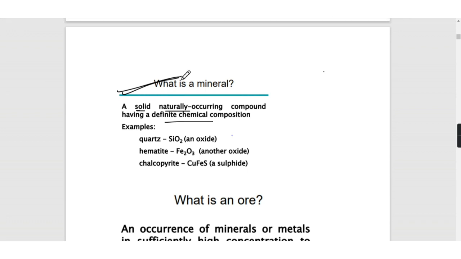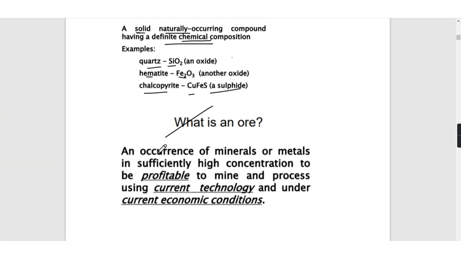We will see the definition of mineral. Of course, a mineral is a solid, naturally occurring compound having definite chemical composition. So let's see: quartz has chemical composition SiO2. Hematite is Fe2O3, which is an oxide. Chalcopyrite is CuFeS2, which is a sulfide.